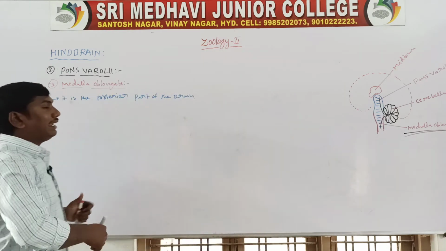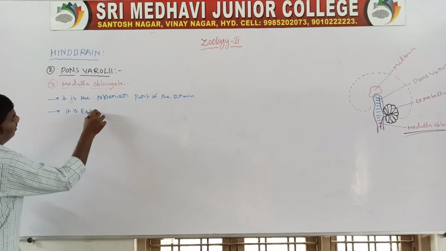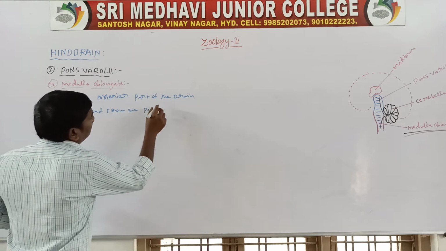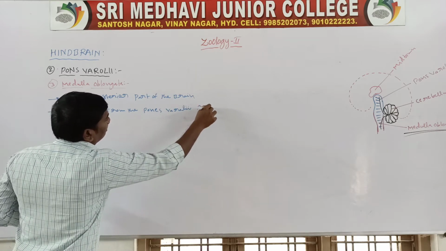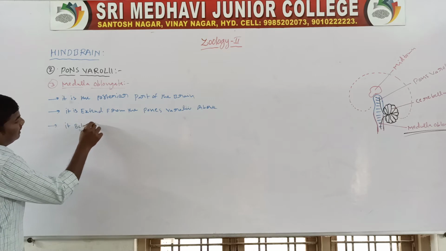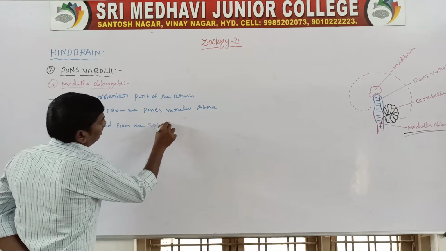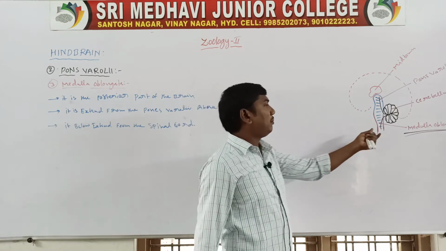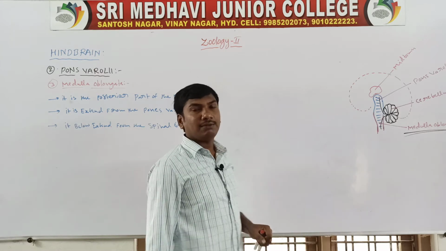Next, it extends from the pons varoli above, and below it extends to the spinal cord. So the medulla oblongata extends from the pons varoli and extends to the spinal cord.